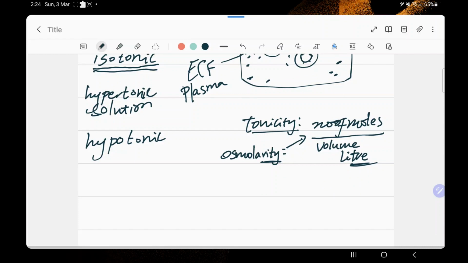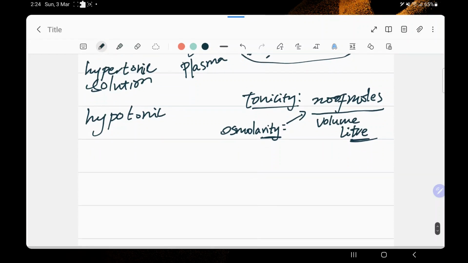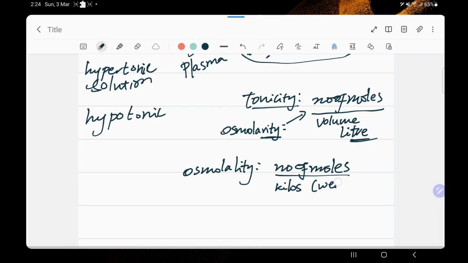Now the other way you can express tonicity of a solution, or the concentration of the ions, the osmotically active particles in the solution, is using a concept called osmolality. Osmolality is the number of moles of a substance divided by the kilos, meaning the weight of the solution in kilos over there. Okay, so osmolality has kilo, the L sound. That's how you remember this.